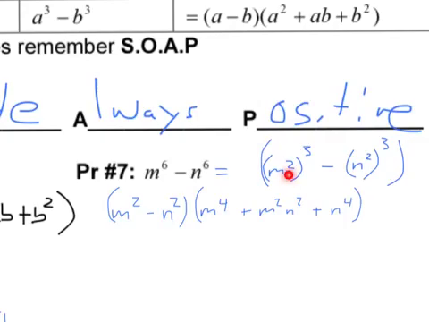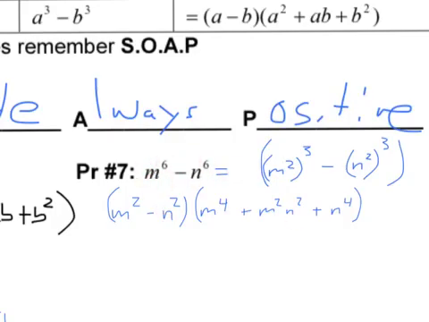Okay, so if your a is m squared and your b is n squared, it would be a minus b. A squared would get you m to the fourth, a times b, and then b squared gets you n to the fourth. And then that's it. So you have factored successfully. You factored this thing down.